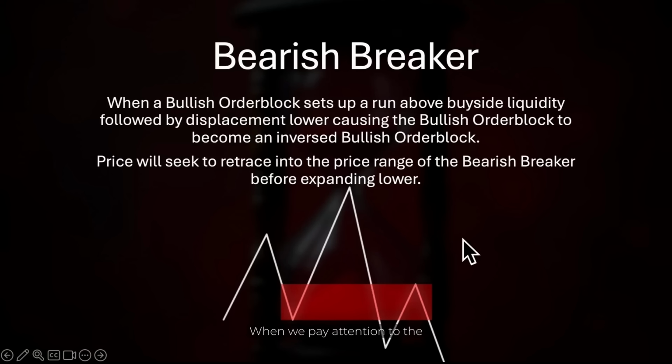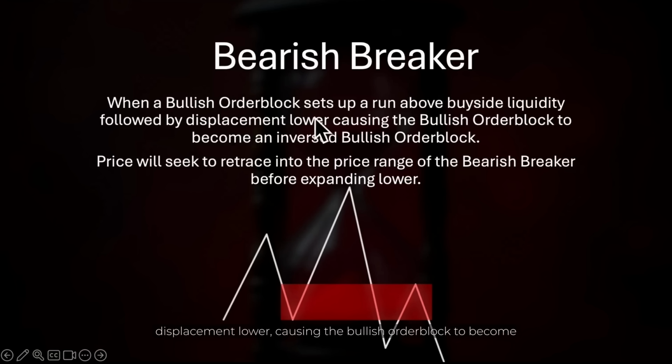When we pay attention to the bearish breaker then, the bearish breaker forms when a bullish order block sets up a run above buy-side liquidity, followed by displacement lower, causing the bullish order block to become an inverse bullish order block. Price will seek to retrace into the price range of the bearish breaker before expanding lower. What this basically means is the following.